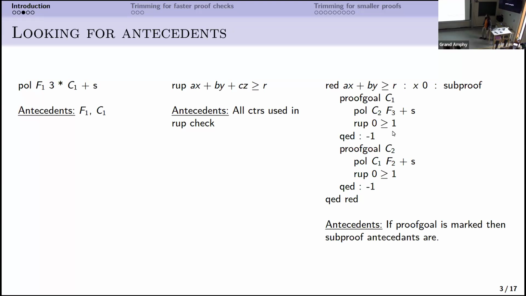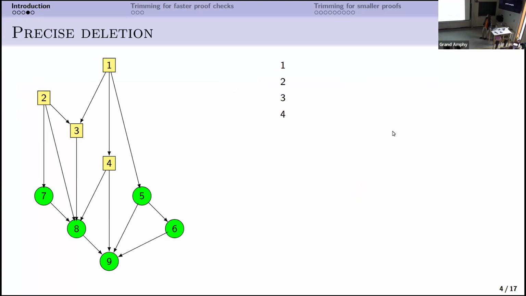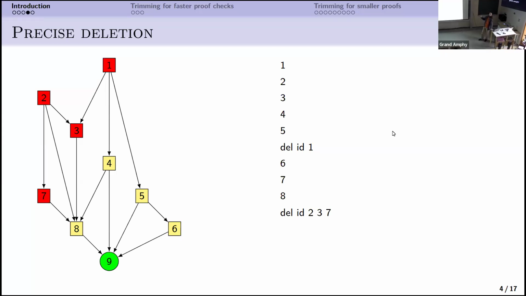When we're doing proof trimming, one thing we can do is precise deletion. If this is the antecedent graph for some constraints, when I'm writing the proof on the right side here, I write constraint 1, constraint 2, constraint 3, constraint 4, and the moment I write constraint 5, I know thanks to my antecedent graph that I can delete constraint 1. And I can write constraint 6, 7, 8, and the moment I write constraint 8, I know that I can delete constraints 2, 3, and 7. So we can make more precise deletions thanks to having all the antecedents for each constraint.